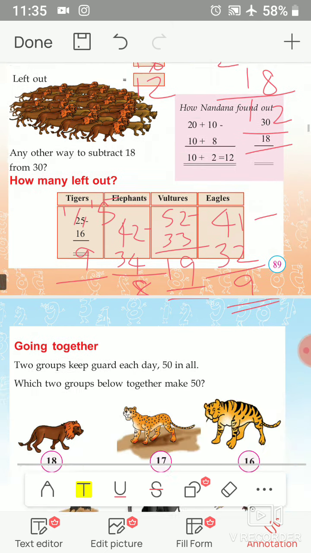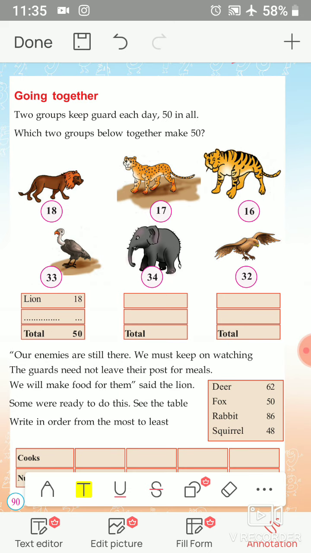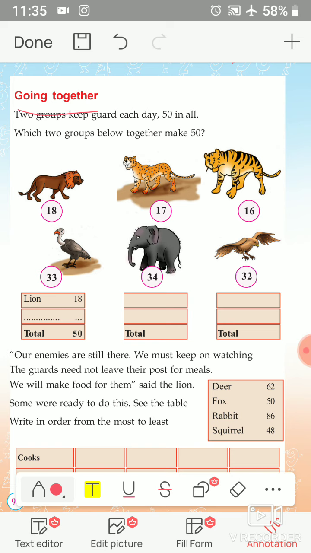Okay. Then next is going together. Look at this number. Look, 2 groups keep guard each day. That means in each day 2 groups of guards keep the forest. How many are in total? 50 members are in each group. 50 members are in total in each group. Okay. Then we can make that group.